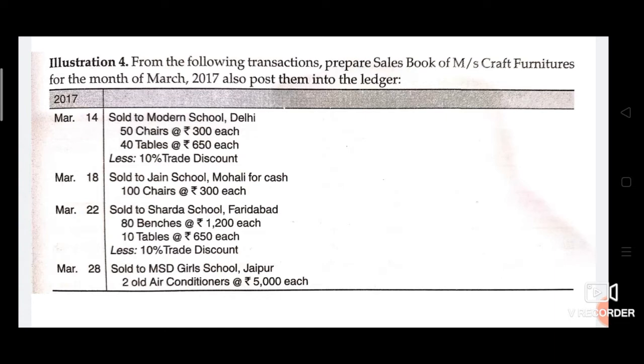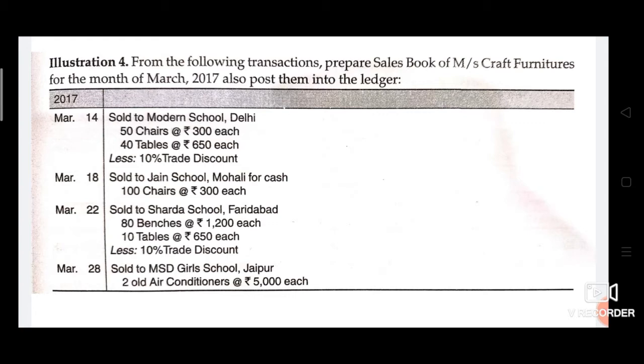So March 14, first entry is sold to Modern School, Delhi, 50 chairs at rupees 300 each, 40 tables at rupees 650 each, less 10% trade discount. We have to make calculation just like purchase book. On March 18th, sold to Jain School, Mohali for cash. As this sale is for cash, it is a cash transaction and it will not be recorded in the sales book. It will be recorded in cash book. So we have to skip this entry.